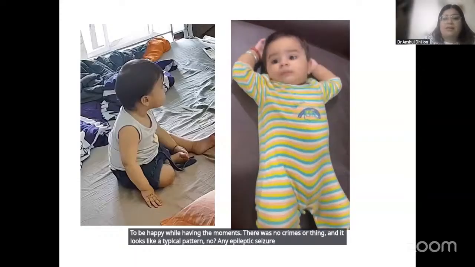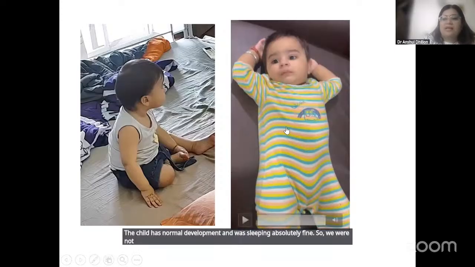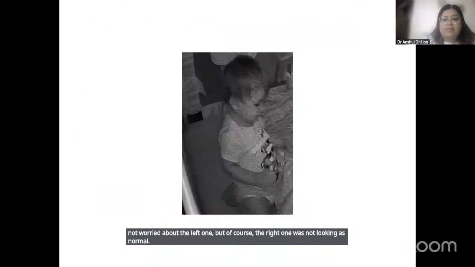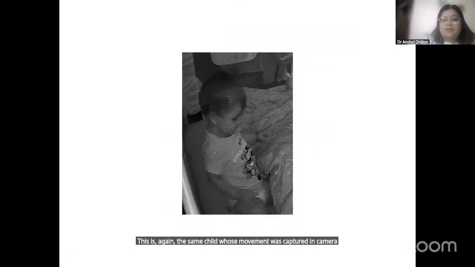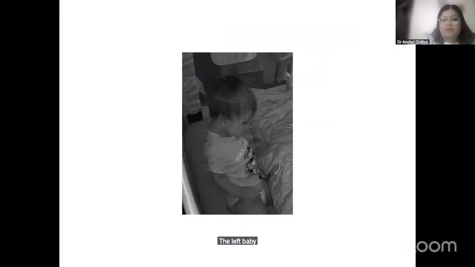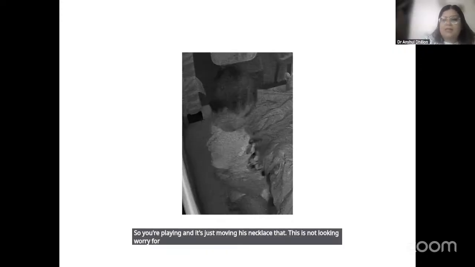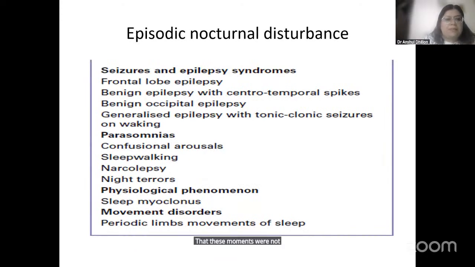But of course, you have to take a detailed history. There was no significant birth history. The child has normal development and was sleeping absolutely fine. So we were not worried about the left one, but of course, the right one was not looking as normal. So this is again the same child whose movement was captured on camera. The left baby is just playing and just moving his neck like that. This is not looking worrying for us. So we've taken a detailed history and we could say that these movements were not epileptic.